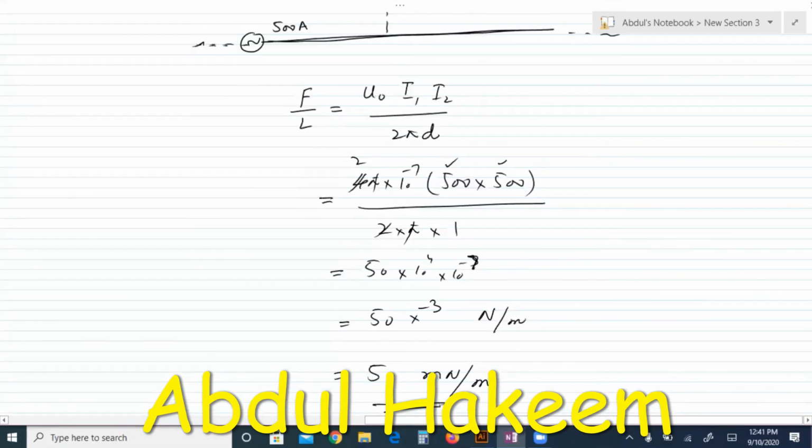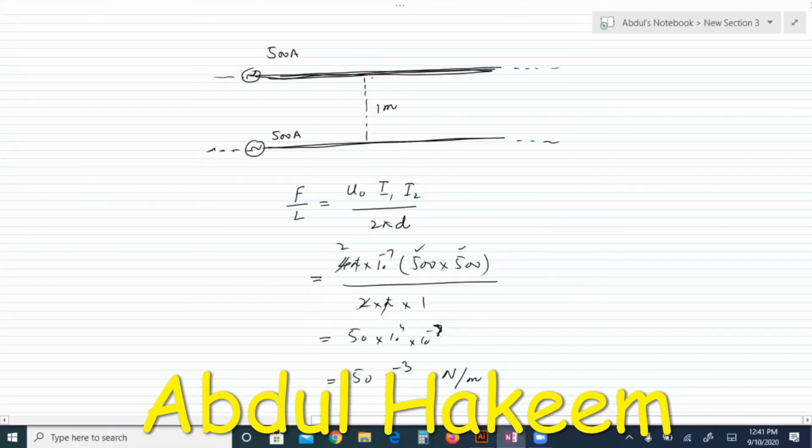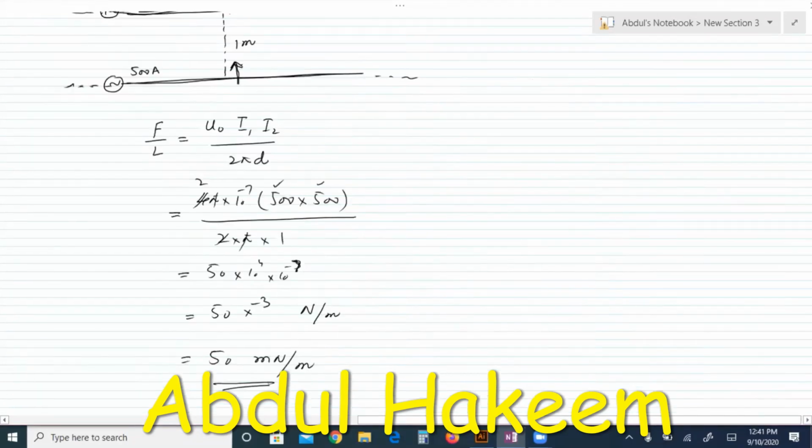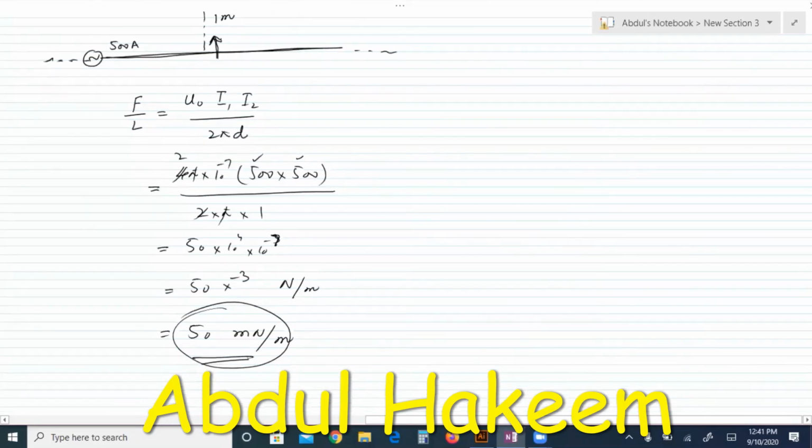Now we have to compare this force per unit length with the weight per unit length. Yes, if the force is greater than the weight, then the wire will be lifted up for the oscillation. So this is the force of attraction or repulsion per unit length, in millinewtons. So what is the estimated mass of 1 meter of the wire? Suppose we take this 1 meter wire, maximum 5 kilograms, 10 kilograms for 1 meter of national grid wire.